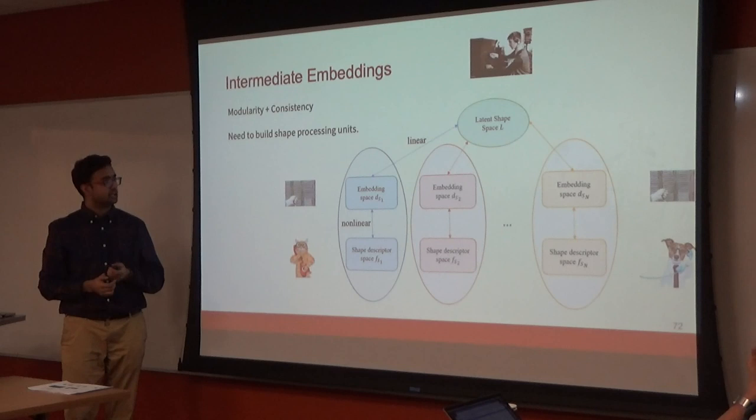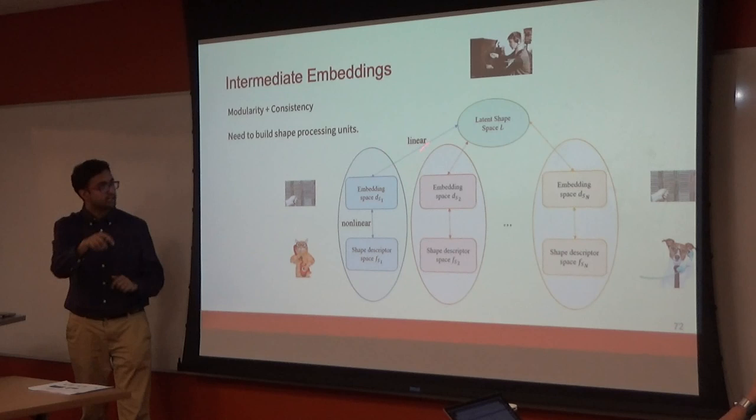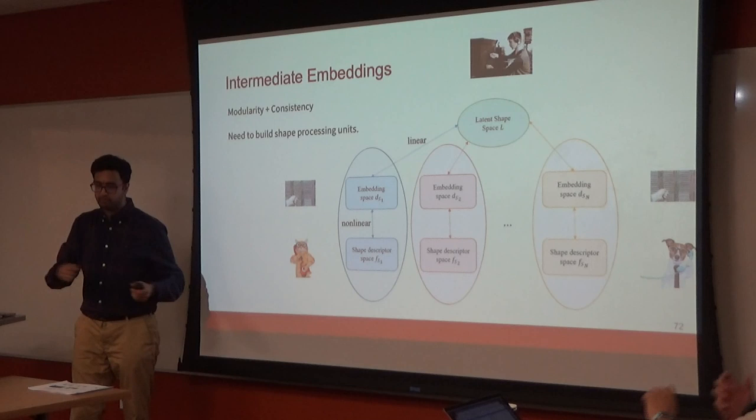And once you have this nonlinear embedding space, you make a low-dimensional embedding space. And once you have this low-dimensional embedding space, you can make these embedding spaces talk to each other by means of simple linear maps through an intermediate latent shape space, or your telephone operator. So your telephone operator just connects these embedding spaces to one another, and this transport is made very easy.